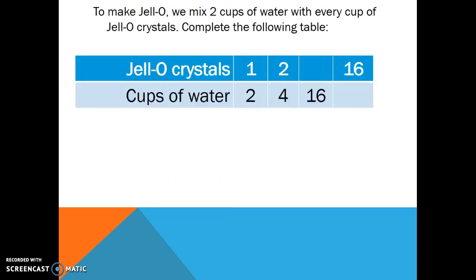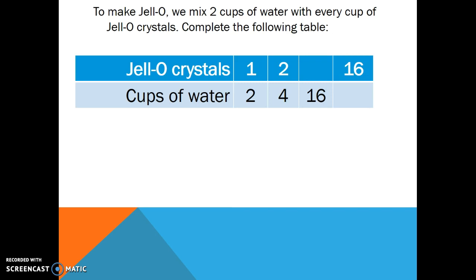All right, so here's another table. Go ahead and take a second and fill in those missing numbers. Okay, so if we are looking at the proportion of Jell-O crystals to cups of water, we can see that the proportion is 1 to 2 crystals to water. So if I have 1 cup of crystals, I will need 2 cups of water to make Jell-O. If I have 2 cups of crystals, I would need 4 cups of water.